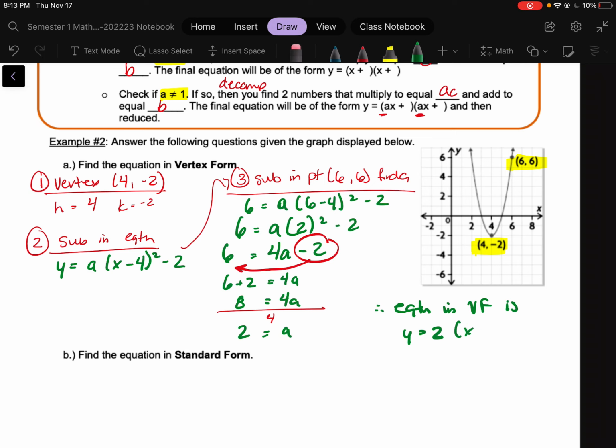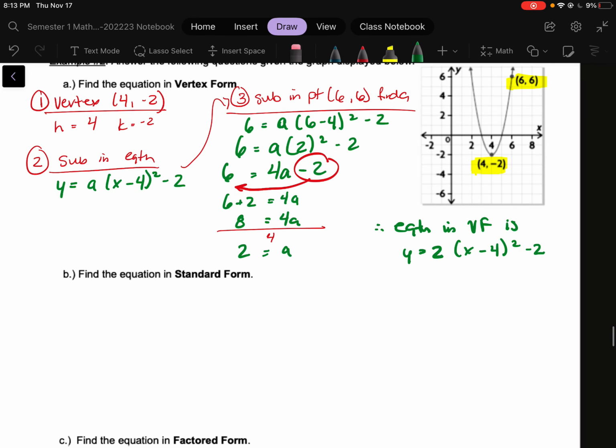Remember the 2 because we just solved it. y equals 2, x minus 4 to the power of 2 minus 2. Make sure you understand that. Now we have to find the equation in standard form. Just the exact same thing we did above. I want you to pause now and try it out.